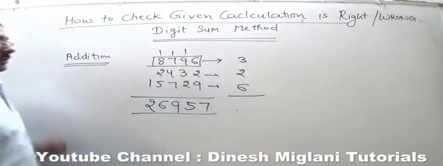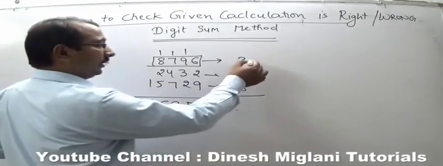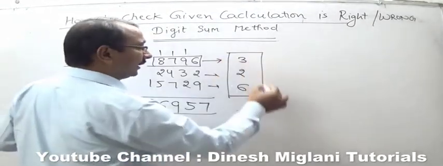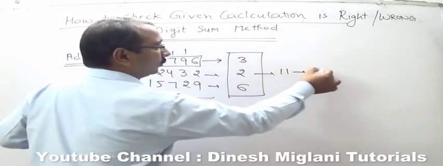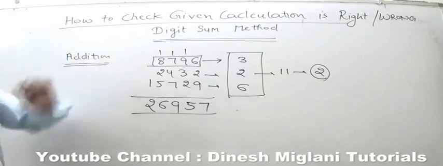So I have taken the digit sum of all the numbers. Then 3, 2 is 5, 6 is 11, because I have to make the addition. So the sum is 11, and 1 plus 1 is 2. Finally I can say that the digit sum of the whole addition must be 2.